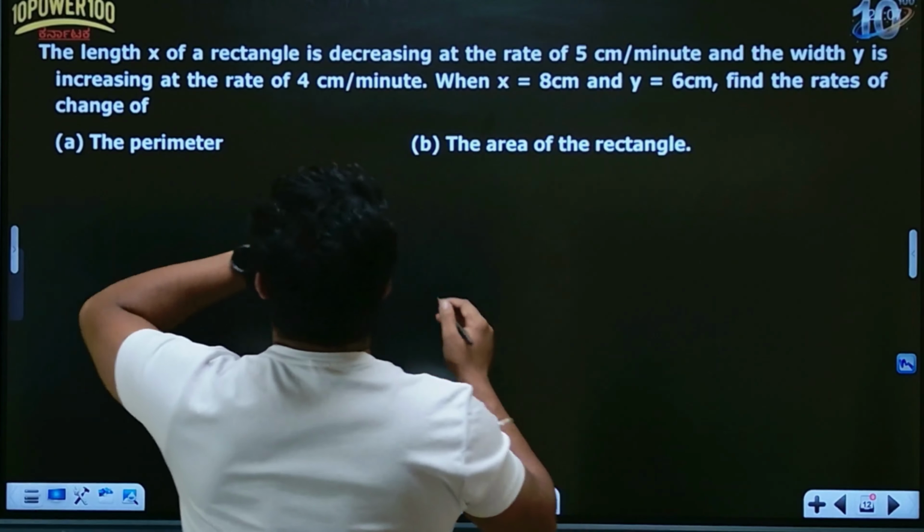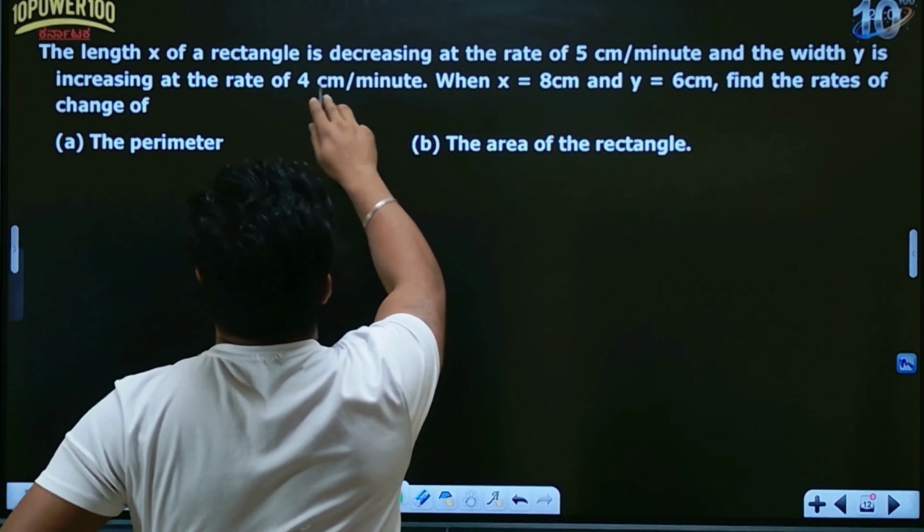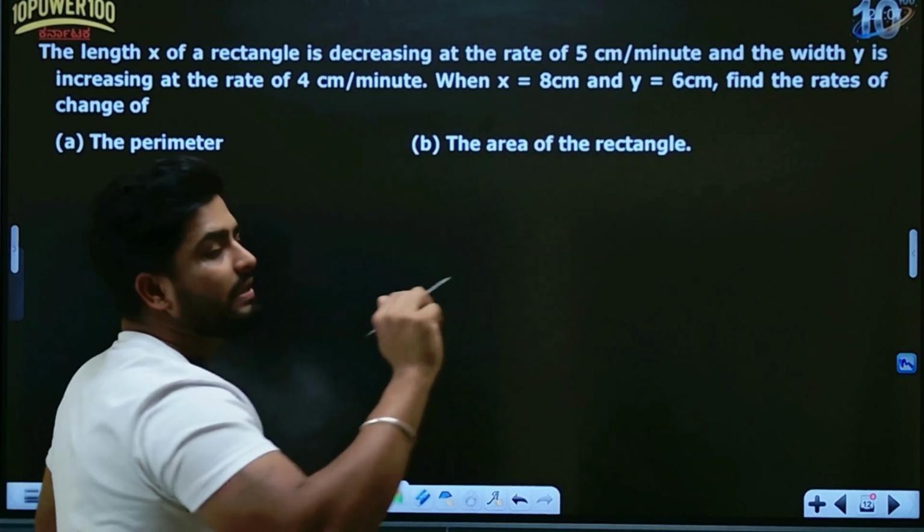I'll write the given data here. So length x of a rectangle is decreasing at the rate of 5 centimeter per minute.